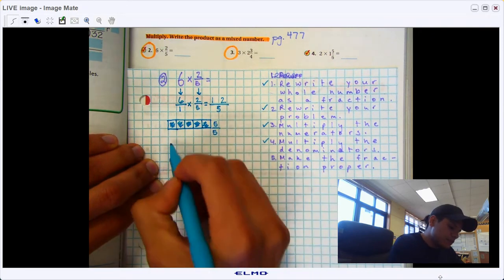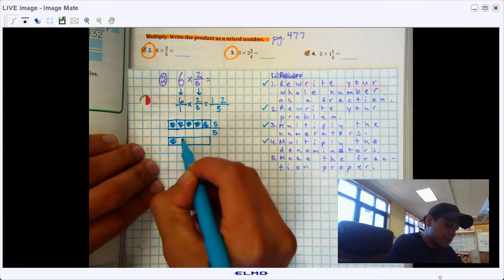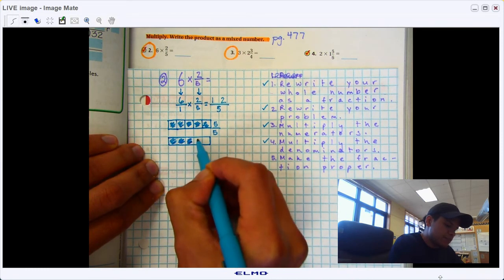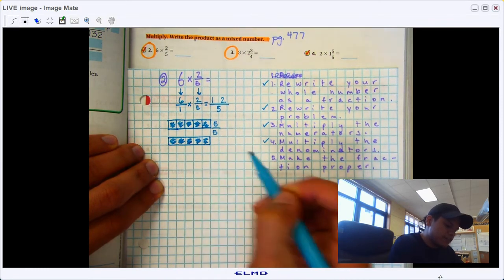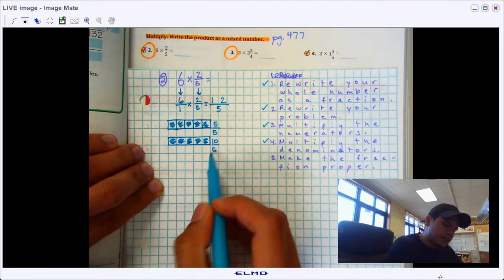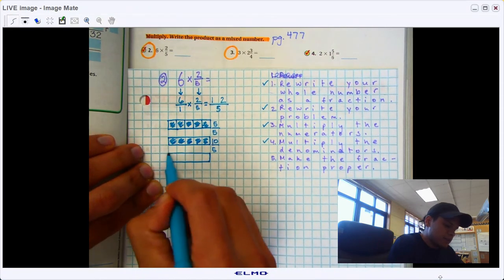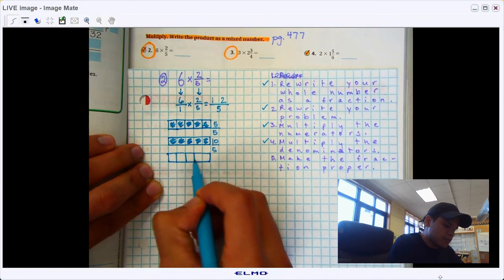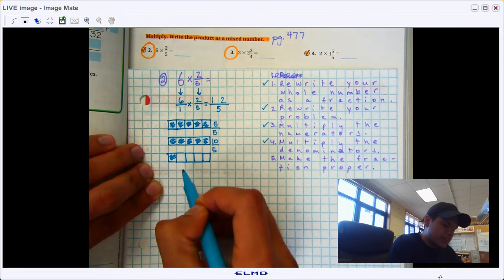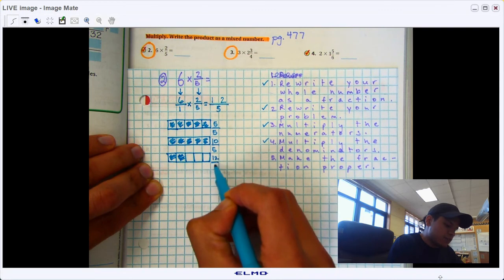Now, I need 12/5, so I'm going to make another whole. 6/5, 7/5, 8/5, 9/5, and 10/5. Okay? And because I don't quite have 12/5 yet, let me go ahead and make another bar model. 11/5, let me shade it in, 11/5, and 12/5. So right here, I have 12/5.